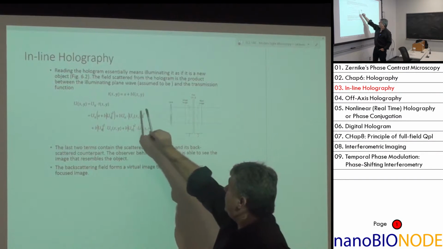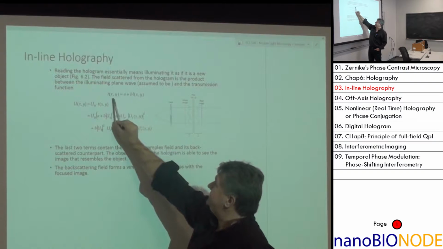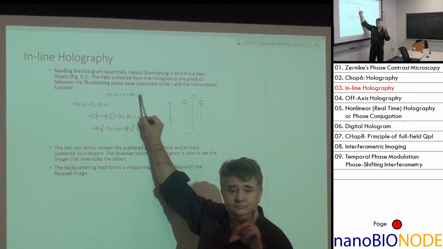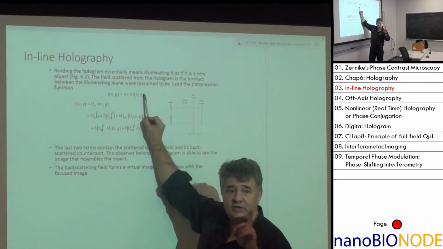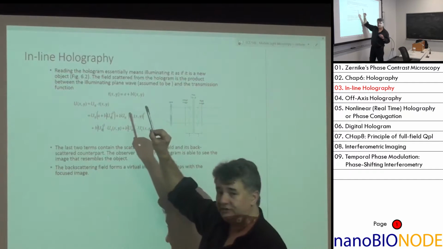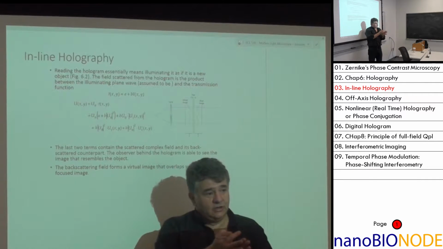Okay, so now this is my transmission function. So notice the interesting thing. The transmission function of this object is proportional to the intensity. It is like a detector. It's not sensitive to phase, but this intensity actually had phase information from the object because it's a little bit away from the object.